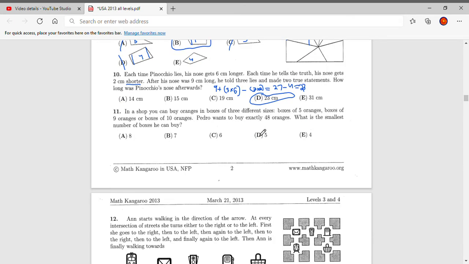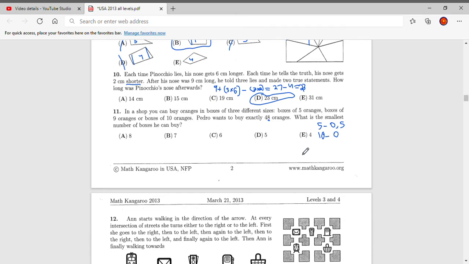Number 11. In a shop, you can buy oranges in boxes of 3 different sizes. Boxes of 5 oranges, boxes of 9 oranges, or boxes of 10 oranges. Pedro wants to buy exactly 48 oranges. What is the smallest number of boxes he can buy? So, any number that is divisible by 5 ends in a 0 or a 5. Any number that is divisible by 10 ends in a 0. And we can see that the units digit is 8, which is not 0 or 5. So that means it'll have to be created using the 9 crate box.